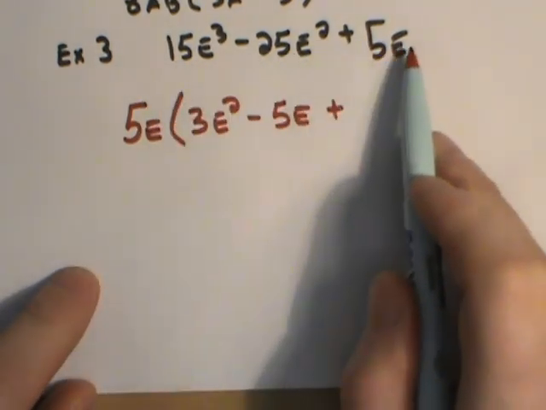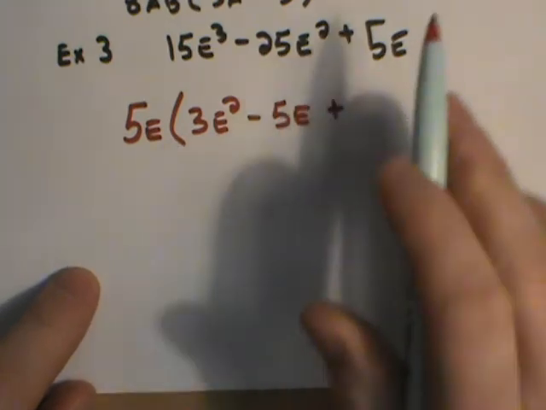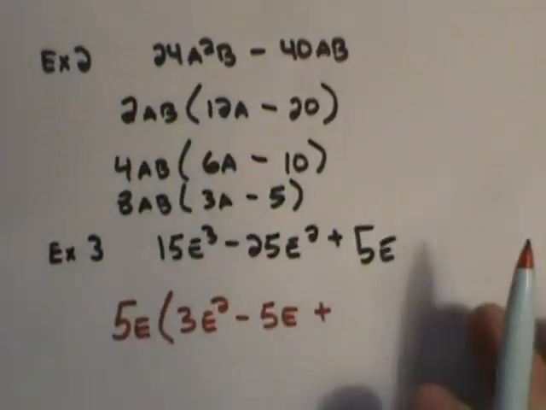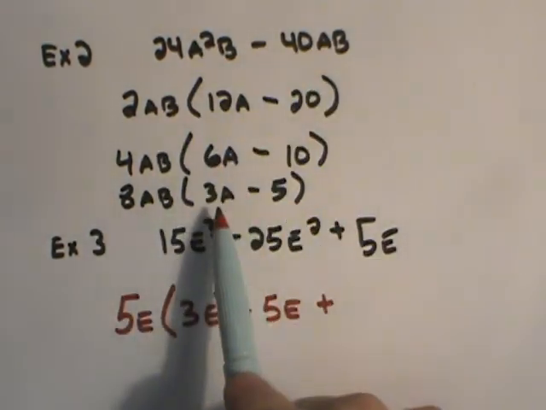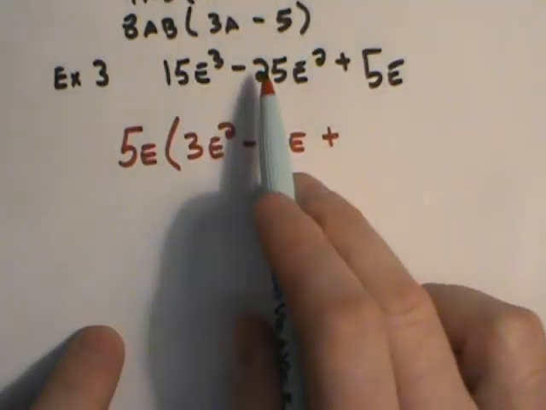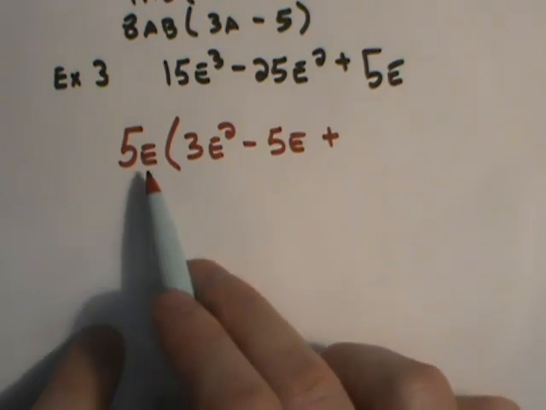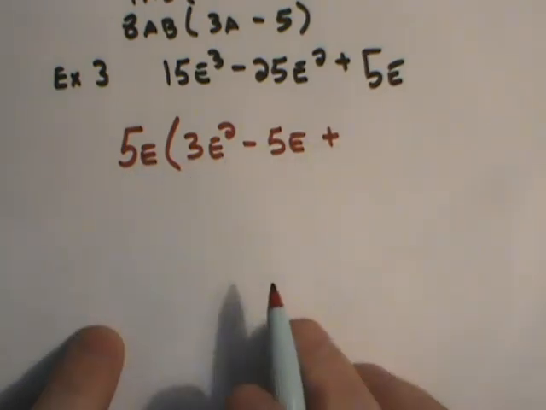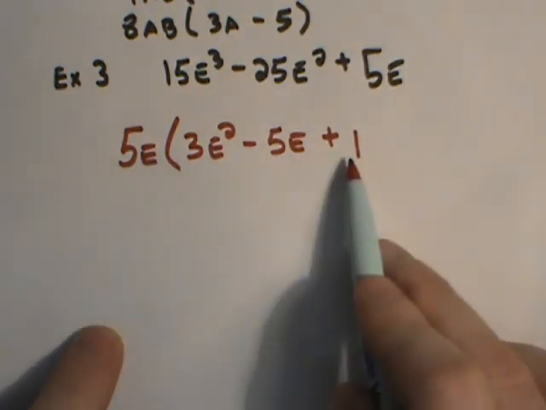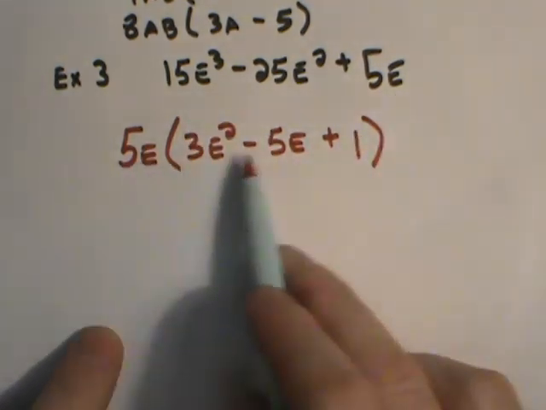If you have 3 terms here, in your parentheses you'll have 3 terms. It always has to be balanced. So up here at the first example, I had 2 terms. In my parentheses, I had 2 terms. Example 2, I had 2 terms. In my parentheses, I have 2 terms. Example 3, I started with 3 terms. I pulled out what I believe to be the GCF, which is 5e. I have to have 3 terms here. And so I'm going to put a 1 there as a placeholder because 5e times 1 produces 5e. That's always going to be balanced, always going to be matched.